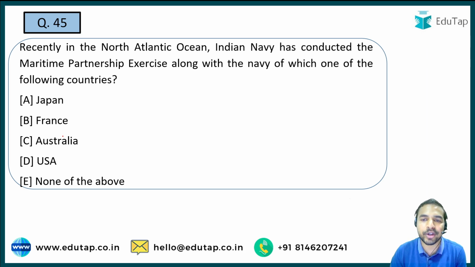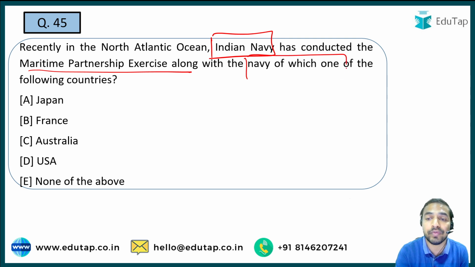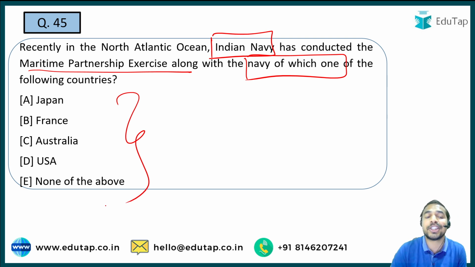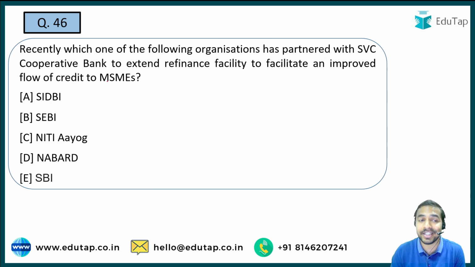So the next question, you are required to tell me that recently in the North Atlantic Ocean, the Indian Navy has conducted the maritime partnership exercise along with the Navy of which one of the following countries? It's Japan, France, Australia, USA, or none of the above. So what exactly is the right answer to this question? You are just required to tell me the name of the country with which this maritime partnership exercise has taken place. So we have already covered two important exercises in this particular session, and this is the third exercise that we are discussing right now. And guys, here the right answer is option B, that is France. So France is the right answer to this particular question, with which the Indian Navy has conducted the maritime partnership exercise. Let's move on to the next question.